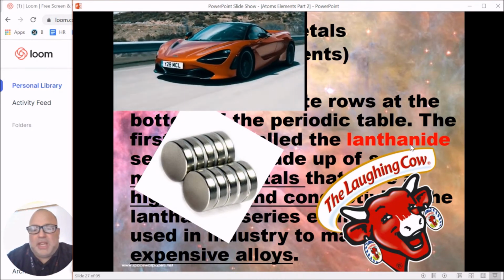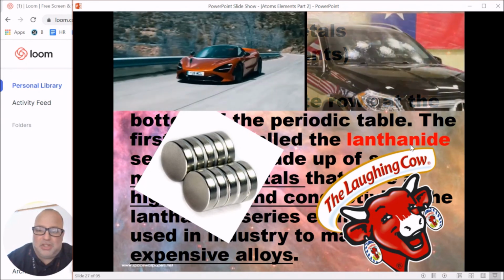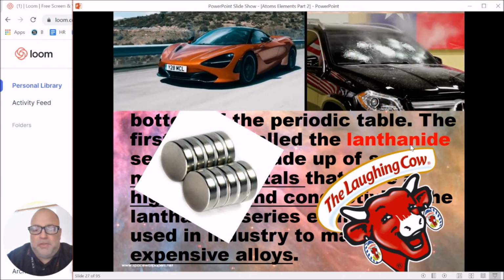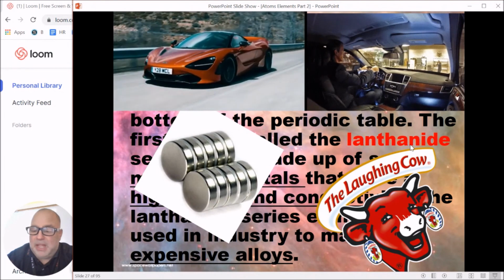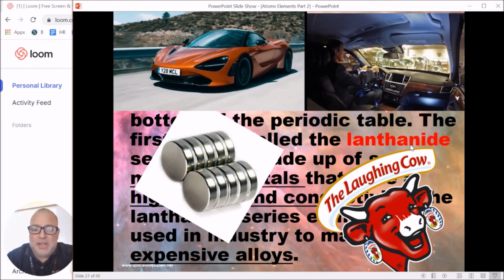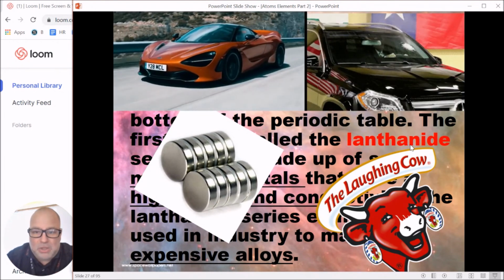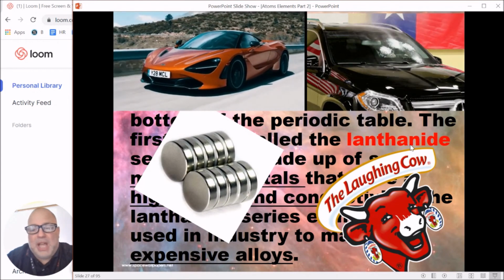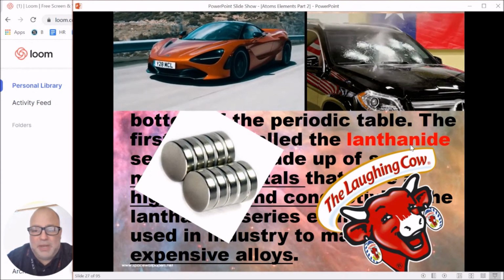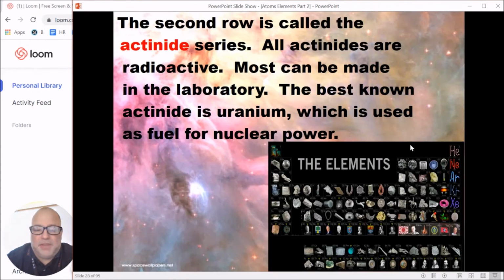They're also used in expensive cars, planes, trains, and things like that. Bulletproof glass, if you've ever seen it, same thing. That comes from the lanthanide series down there. So it's not that they don't get used; they're just not quite as commonly used as most of the other elements. I mean, most of us don't have bulletproof glass.